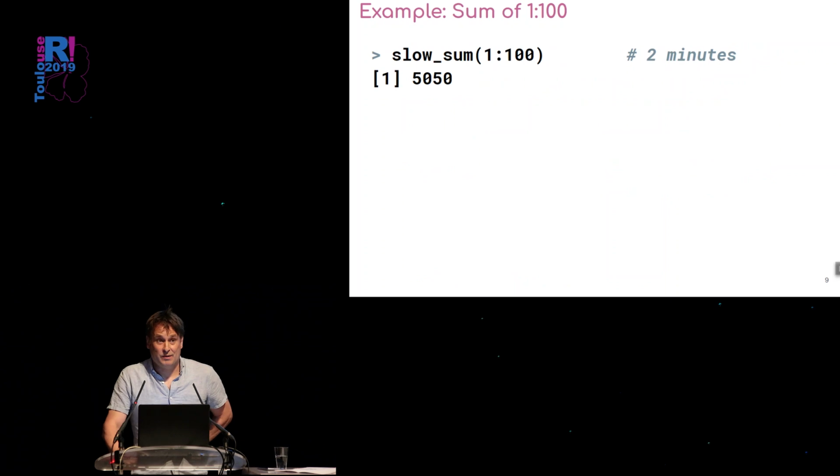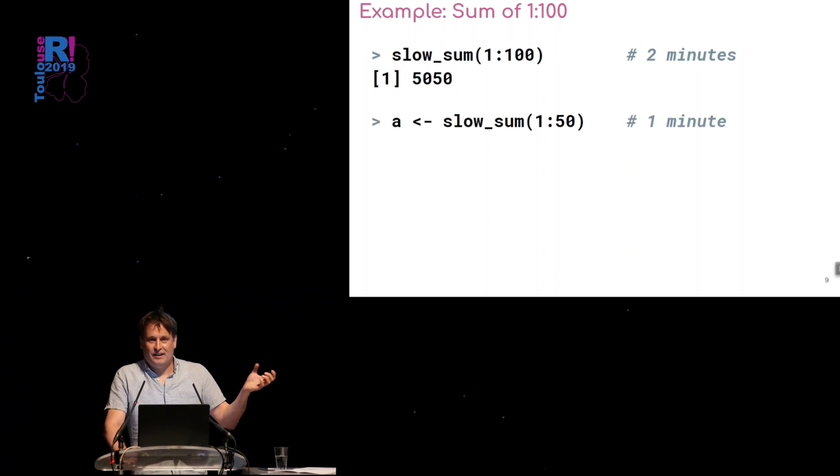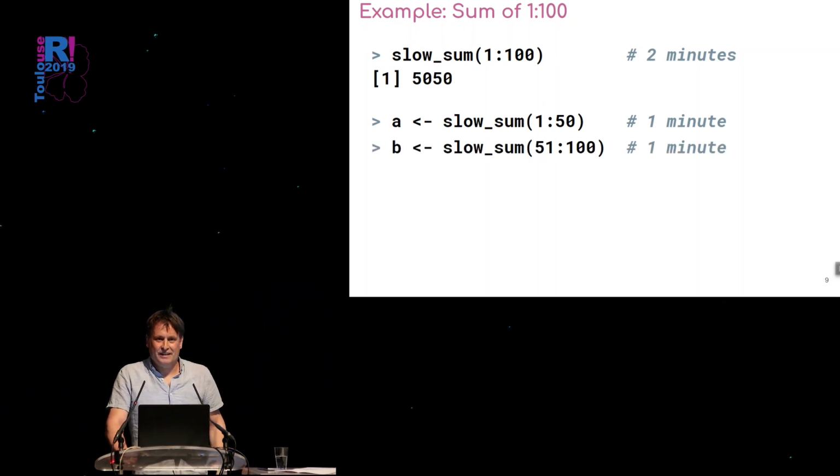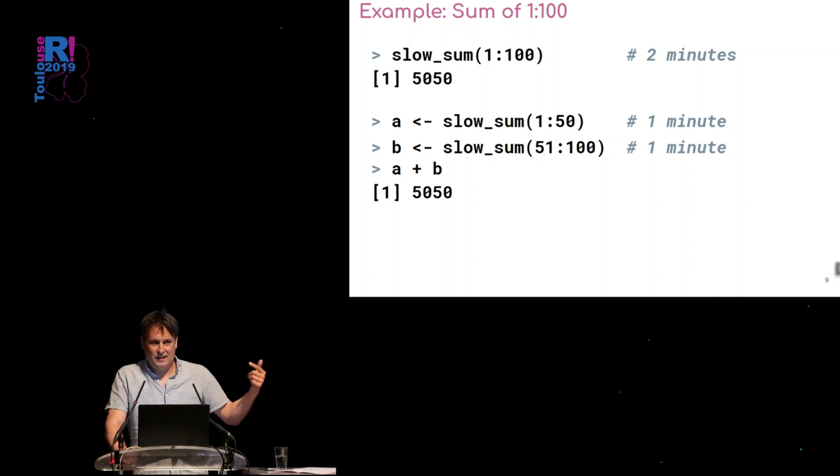So back to our slow sum. Now let's say we sum 1 to 100. That will take 2 minutes. Sum is an operation that can be parallelized. You can sum the first 50 values, and you can sum the second half of the 50 values, and then you can add them up, and you get the same value. We didn't gain anything here in speed, because it still takes 2 minutes to run this. But now we can start parallelizing.